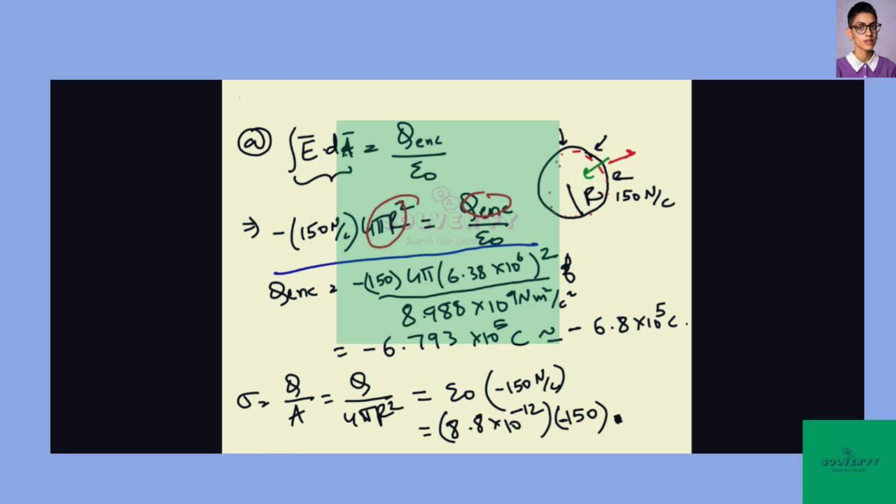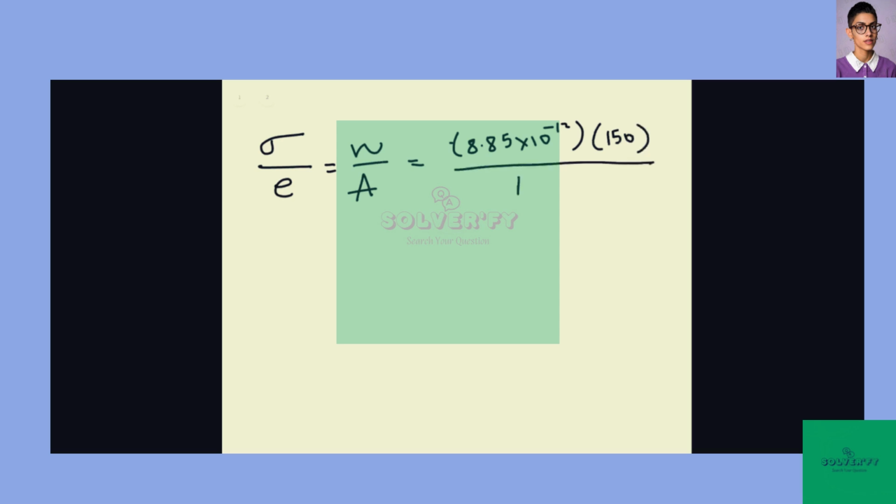But we want to find out the number of electrons per area, which means we want to take charge per area divided by the charge of an individual electron. This will give us the number of electrons per unit area. So that is, as we saw, 8.85 into 10 power minus 12, that is epsilon, times the field, 150 Newton per coulomb, divided by the charge of an electron, 1.6 into 10 power minus 19 coulombs. This turns out to be 8.3 into 10 power 9 electrons per meter squared.